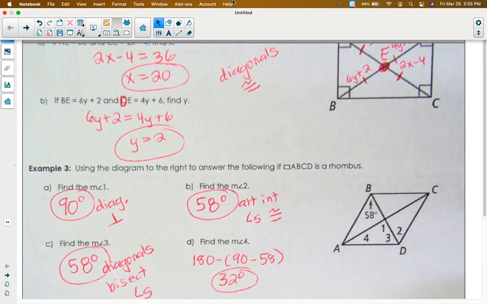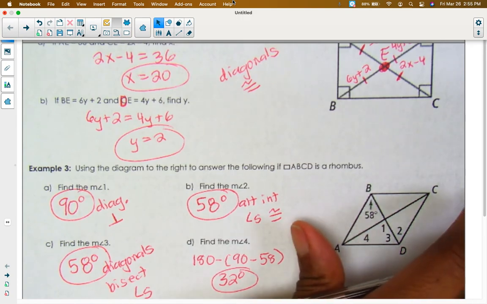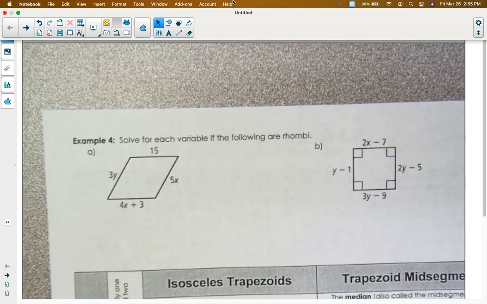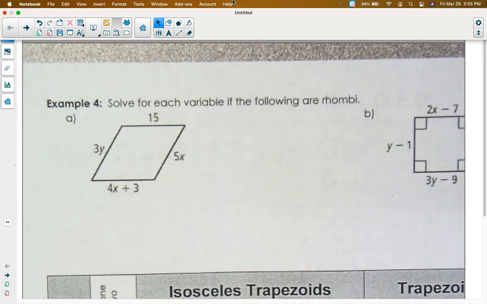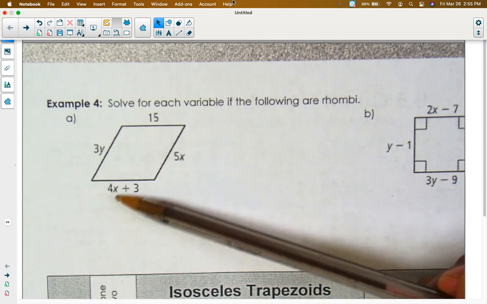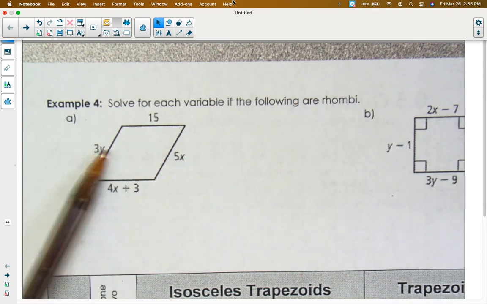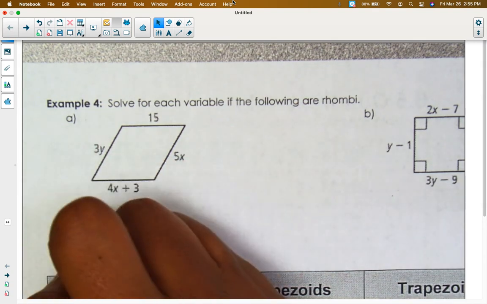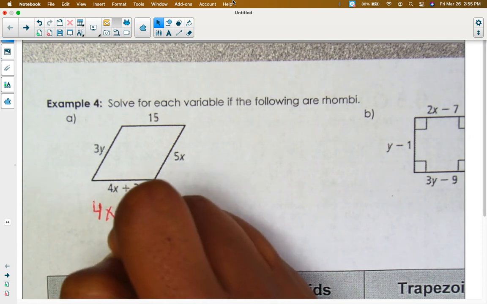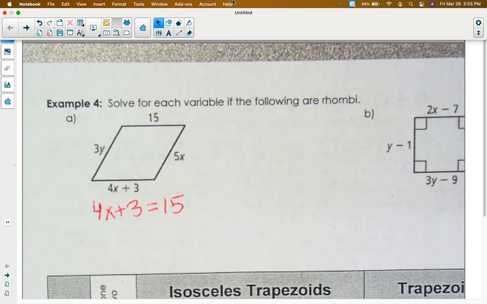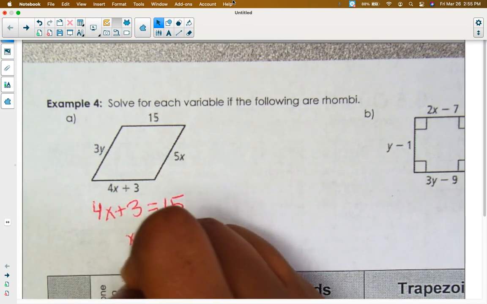Okay? Moving on over, now we're going to take a look at some more with rhombi, which is the plural for rhombus. Example 4. Solve for each variable if the following are rhombi. So since they are rhombi, I know that these two sides are going to be congruent to each other, and I know that these two sides are going to be congruent to each other. So 4x plus 3 is equal to 15. Solve this equation, subtract 3, divide by 4, I get 3.